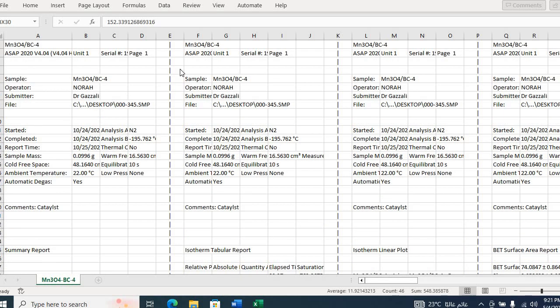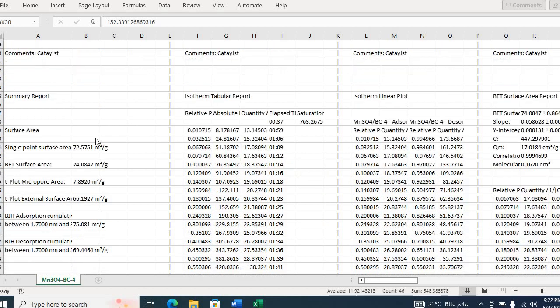This is the Excel sheet report for BET isotherm. Almost all BET isotherm results are produced like this Excel report. So these are the experimental conditions. Now, there are two surface areas. One is single point surface area and this is BET surface area. Usually we report this as BET surface area. So this is our BET surface area.